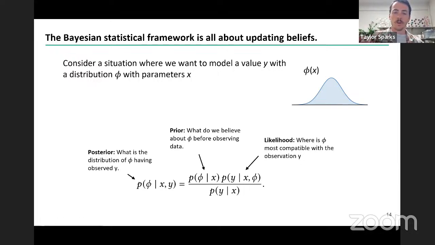It's based off of what we call conditional probabilities. So you start out with a prior, which is, in other words, what you believe about your distribution phi with parameters x, right? So you have phi conditioned on x, and then you're going to multiply that by the probability, or we call this the likelihood, of some observation y given the constraints, right?